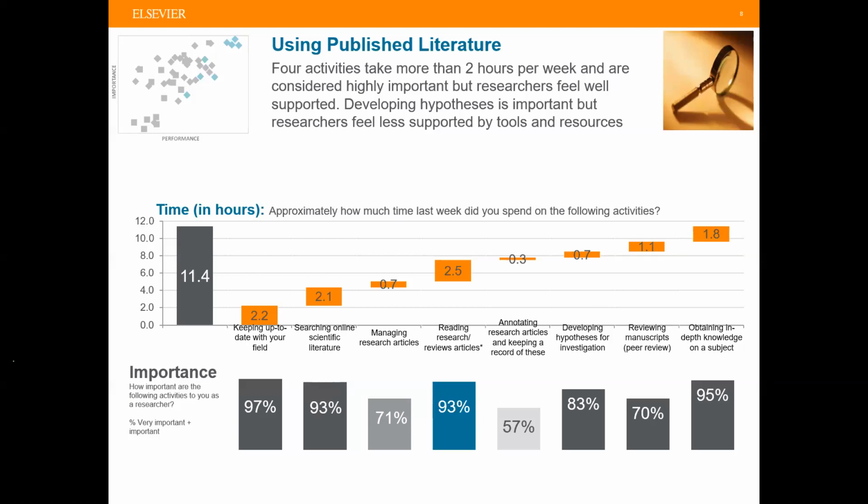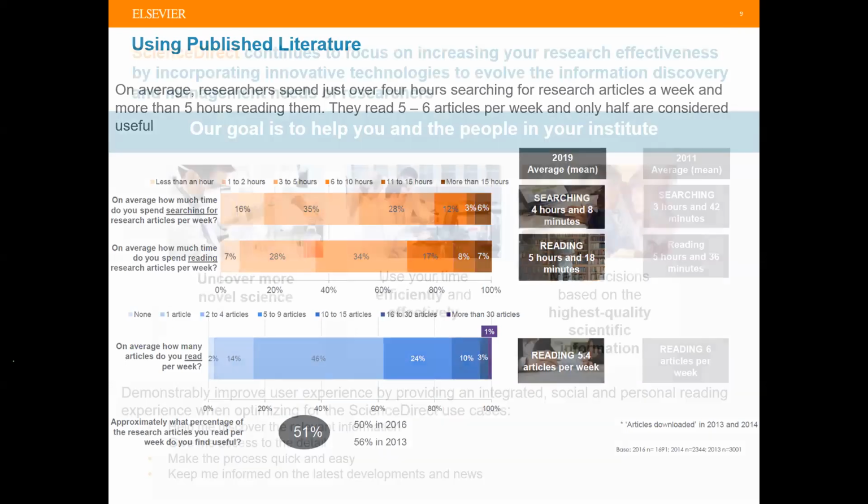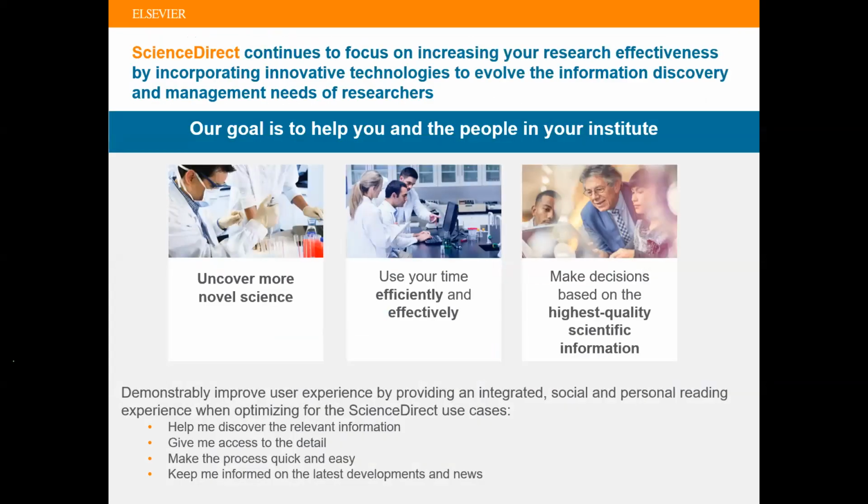So if you think about all this, it's actually a lot of time which you're leveraging on to find information to read. So it's actually very important because now you actually want to be efficient, right? This is very, very crucial. And how Elsevier and ScienceDirect helps you to do this is because we want to help you focus on improving your research effectiveness by combining innovative technologies to involve the information discovery needs that you're looking at. So we help you to actually uncover more novel science so that you're actually able to use your time more efficiently, so that you're actually able to do the most efficient and effective research possible.